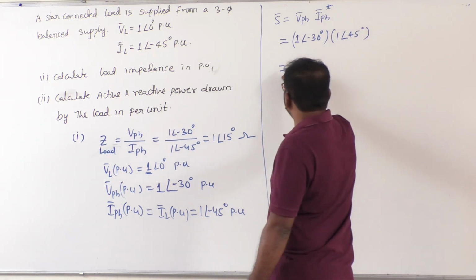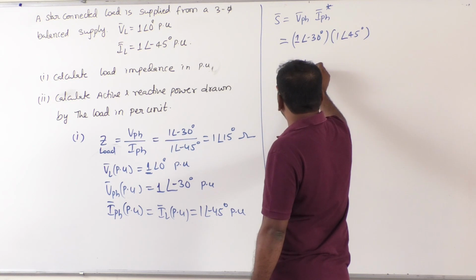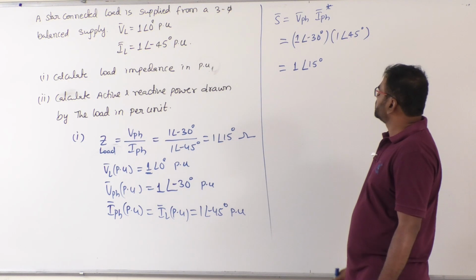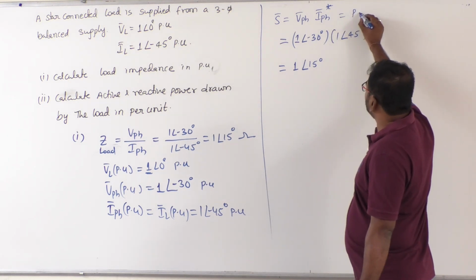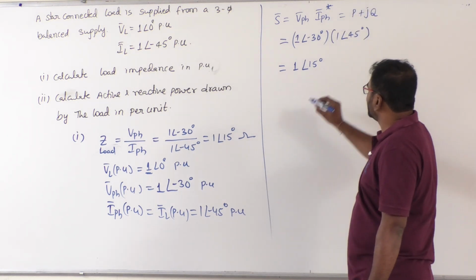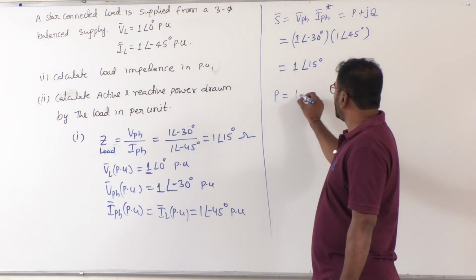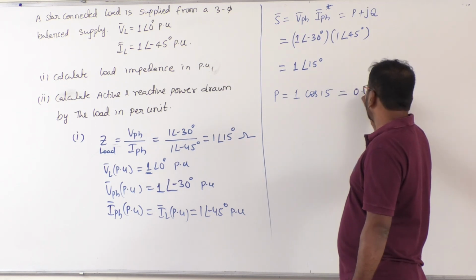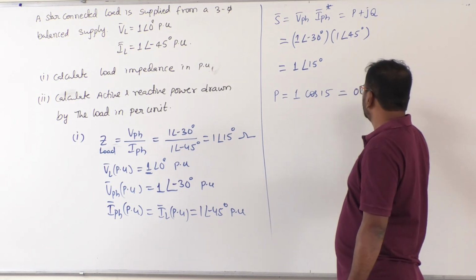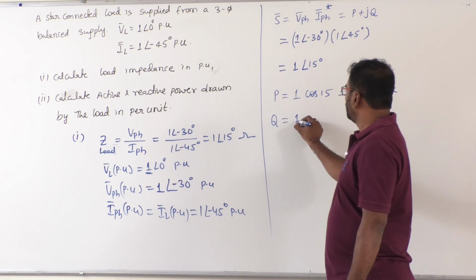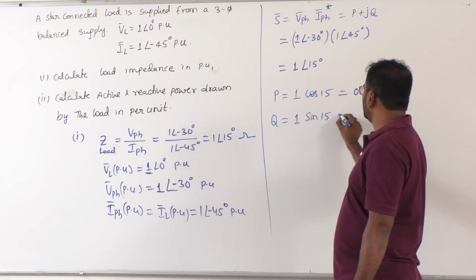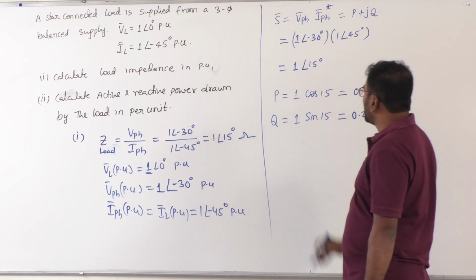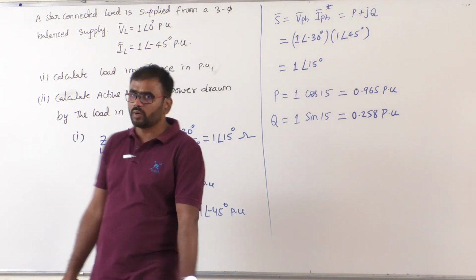Clear? So finally what I get now here, 1 at an angle 15 degrees is the complex power. In that, real part is the active power and imaginary part is what? Reactive power. So what is the real part here? 1 cos 15, which is equal to 0.965 per unit. Now imaginary part is what? 1 sin 15, which is equal to 0.258 per unit. That's about the active and reactive power drawn by the load.